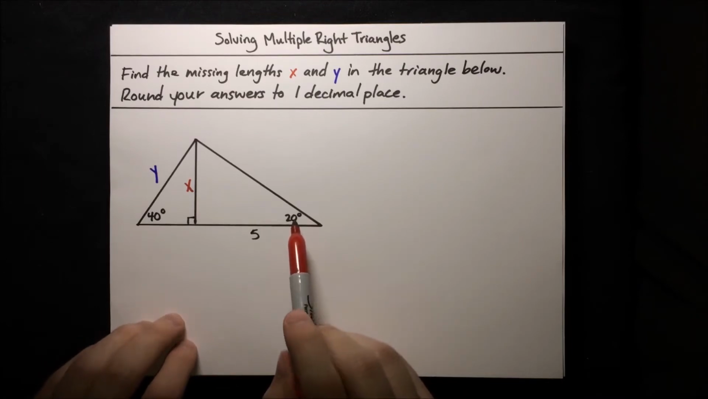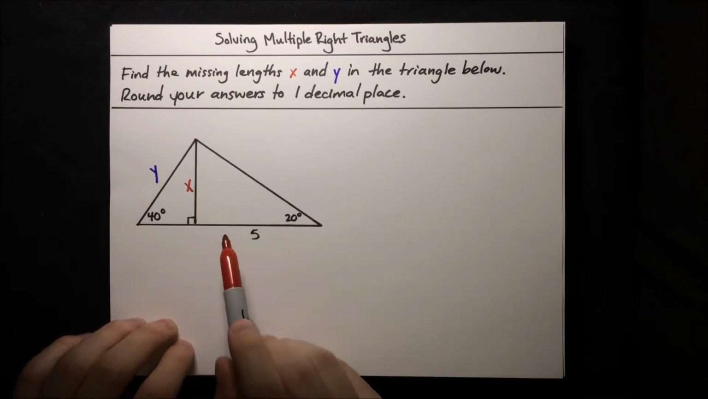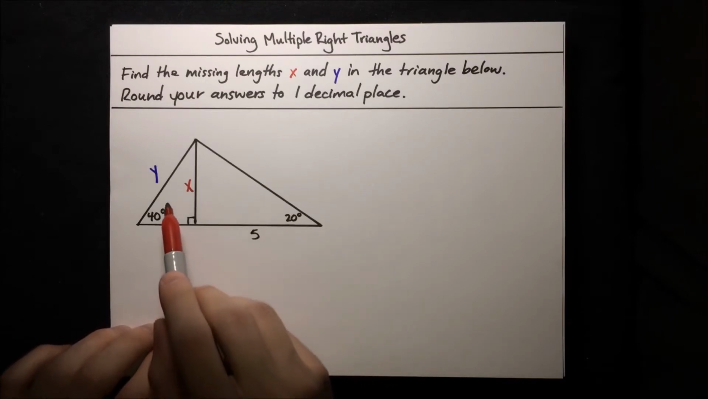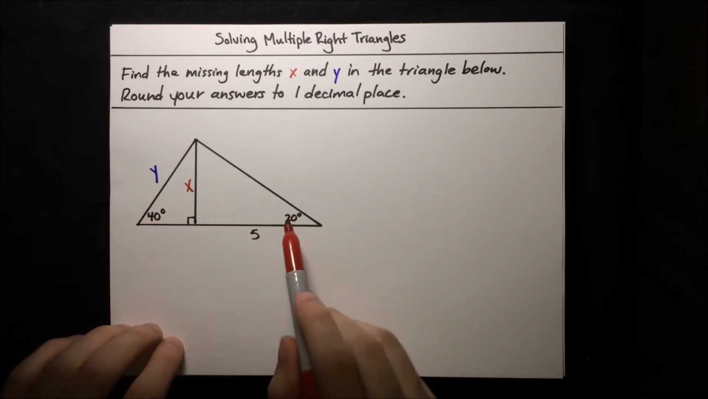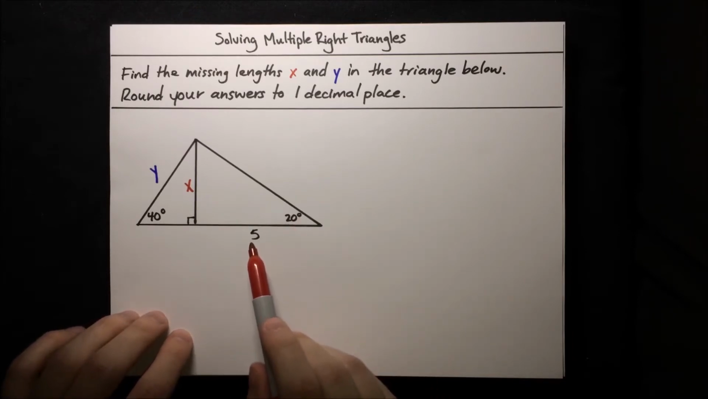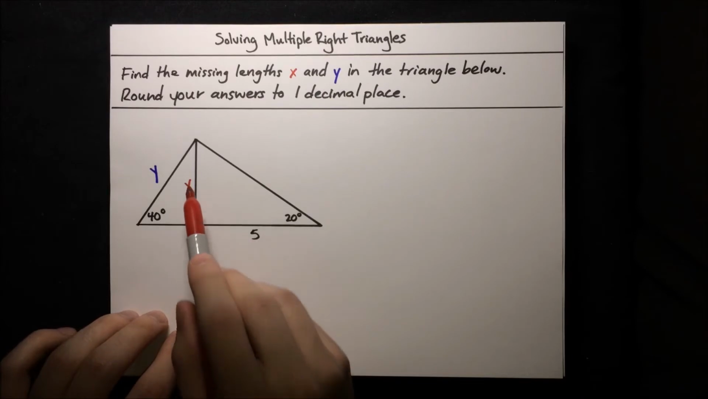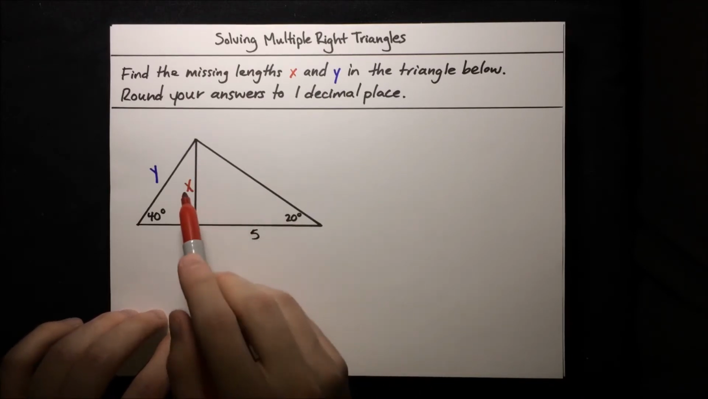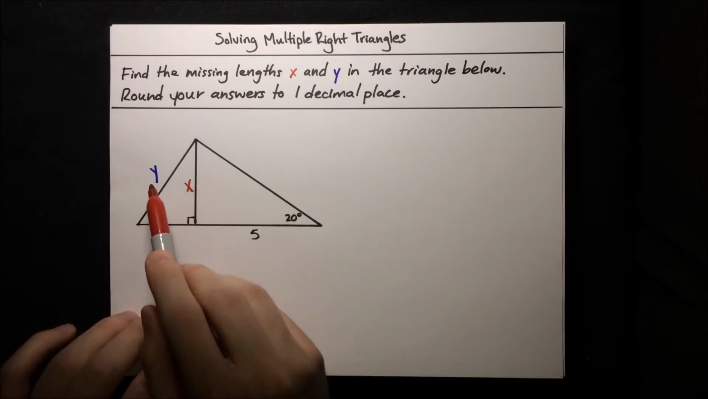Well, the key to deciding what triangle to start with is to look for the one that you know more information about. So on this left triangle, we only have an angle of 40 degrees, or on the right triangle, we have an angle of 20 degrees and a side length of 5. So that's a good indication that we'll be able to figure out what x is using this right triangle, because that has more information. And then once we know what x is, then we can use that to solve for y.